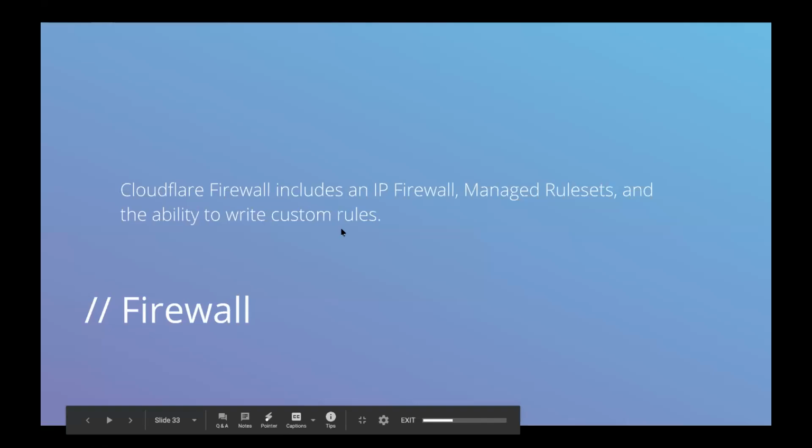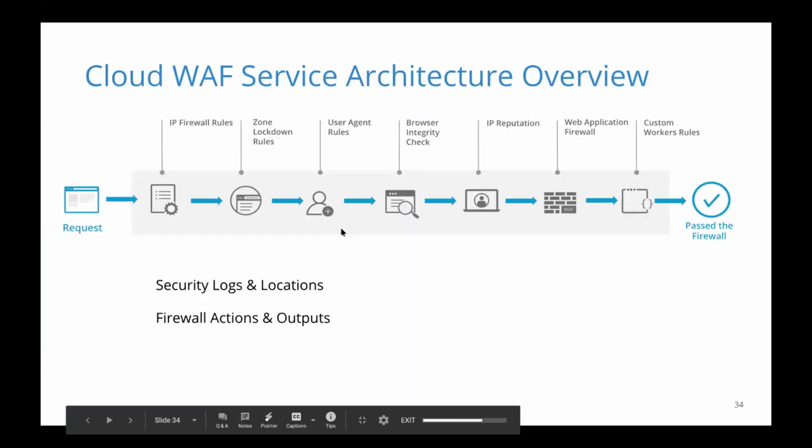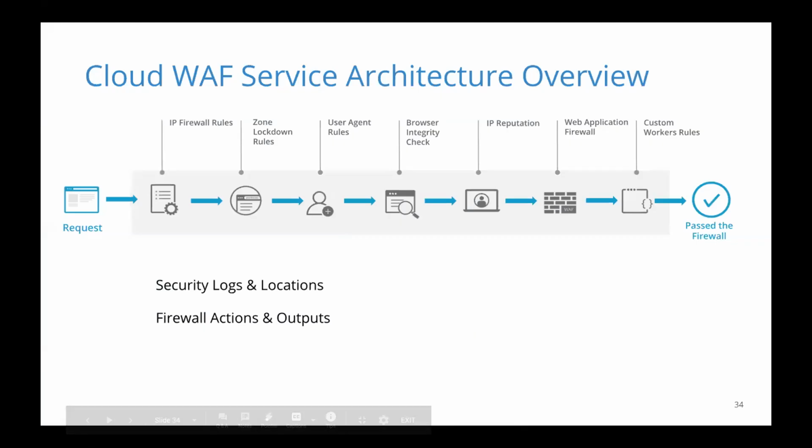firewall rules, yeah? Right, so let's have a look closer at what is available for you today under the firewall in Cloudflare. So as you can see, some of the features that Krisanti already mentioned. So basically you have IP firewall rules, you also have zone lockdown rules, you have user agent rules, browser integrity check, IP reputation, web application firewall, and options for custom logic with Cloudflare Workers rules as well. So all of that is covered in our firewall section.